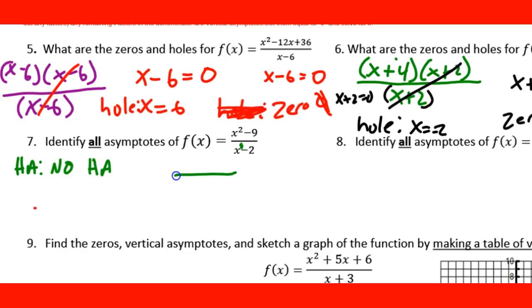Now, for the denominator, for the vertical asymptote, I'm sleepy.